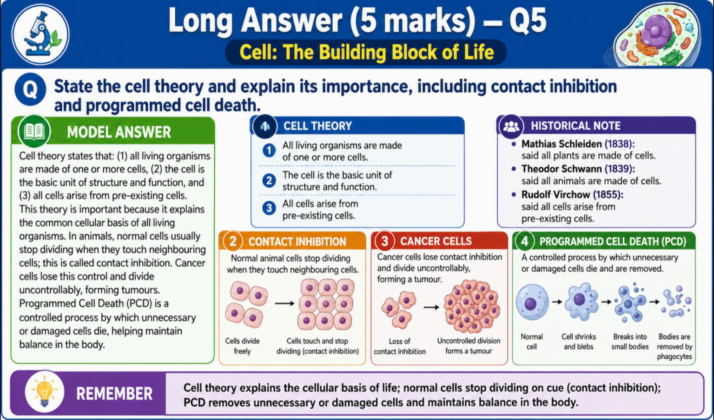This theory is important because it explains the common cellular basis of all living organisms. In animals, normal cells usually stop dividing when they touch neighboring cells. This is called contact inhibition. Cancer cells lose this control and divide uncontrollably, forming tumors. Programmed cell death, PCD, is a controlled process by which unnecessary or damaged cells die, helping maintain balance in the body.